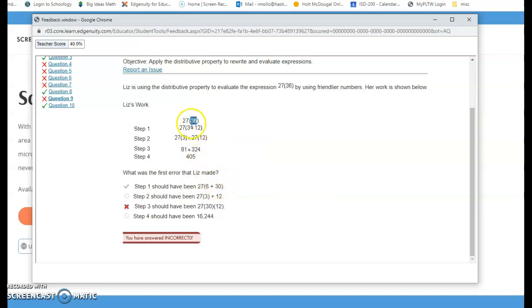So the numbers in the parentheses need to add up to there. So 30 and 6 add up to 36, but 3 plus 12 do not.